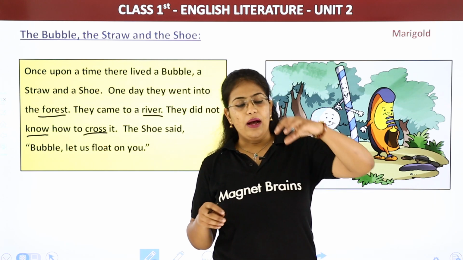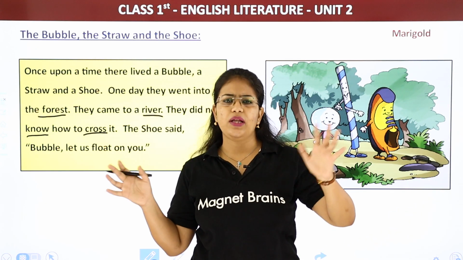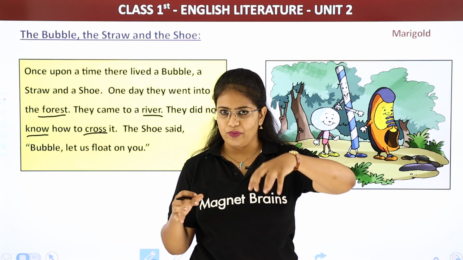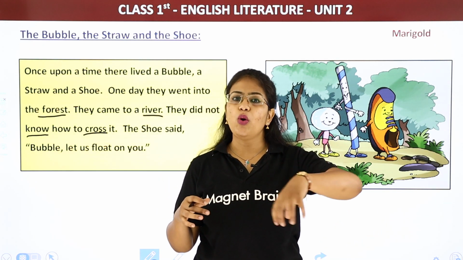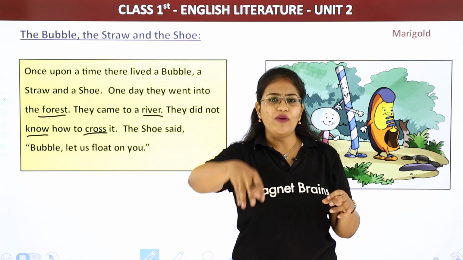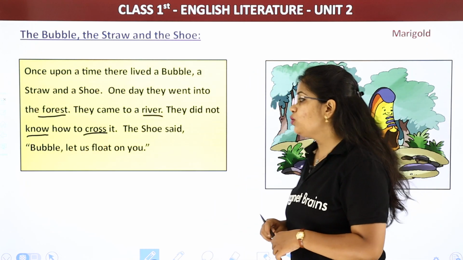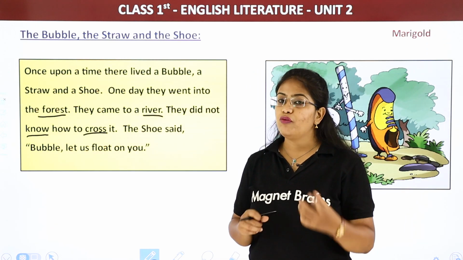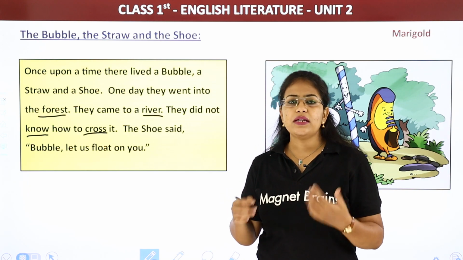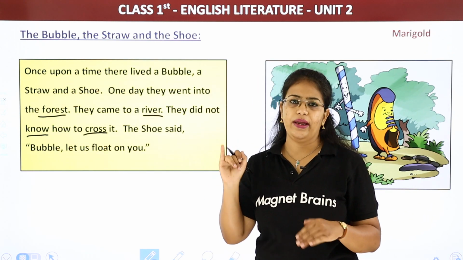Do you know, अगर आप पानी के ऊपर bubble बनाते हैं तो it stays there. वो टूटता नहीं, फूटता नहीं, वो पानी पे रहता है. So a bubble can float on water. अगर एक bubble पानी के ऊपर है तो वो वहाँ रह सकता है थोड़ी देर के लिए. So the shoe says, Bubble, तुम तो float कर सकते हो. So let us float on you. तुम float करो और हम तुम्हारे ऊपर float करेंगे.